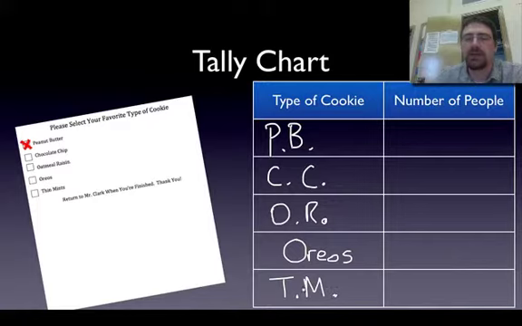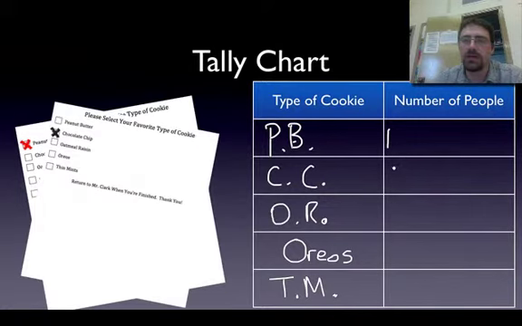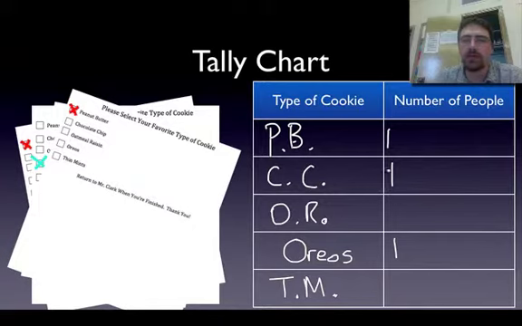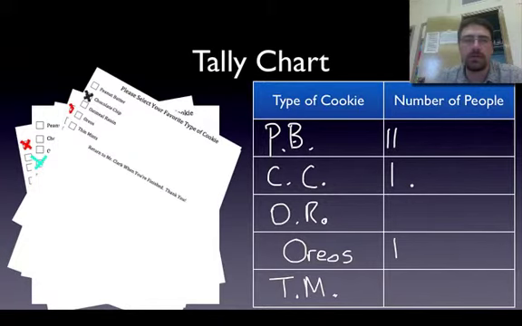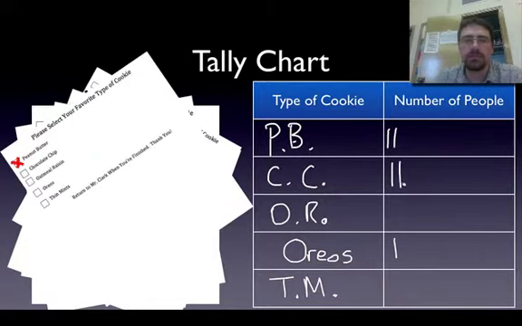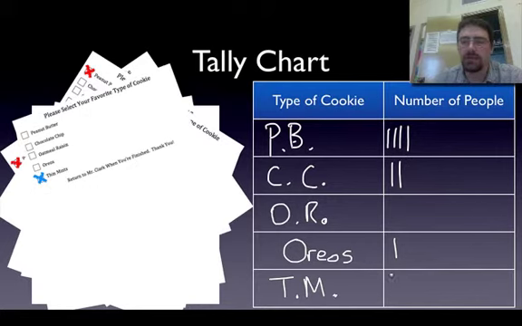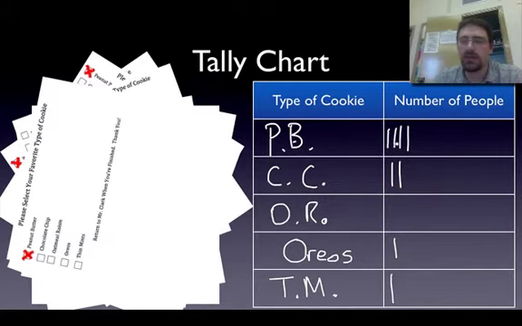And then I need to start a tally chart over on this side. So the number of people that like each one. Well, the first one that I got, people seem to like peanut butter. So I'm going to put a tally mark right there for peanut butter. Okay, let's look at the next one. That person liked chocolate chip. So I'm going to put a tally mark for chocolate chip. Next person is Oreos, and we'll just keep going through this. Uh-oh, another peanut butter. Another chocolate chip. Another peanut butter. Another peanut butter. Thin Mints. There's one for Thin Mints. Oh, there's another peanut butter.